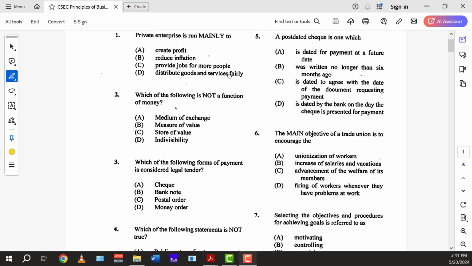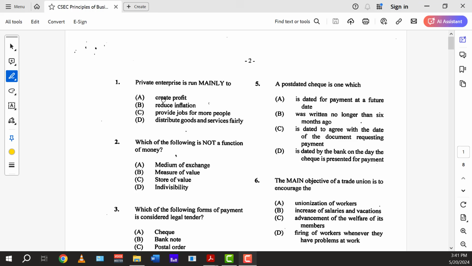And so let's start with number 1. Private enterprise is run mainly to, and the answer here is A, to create a profit. All right, A, to create a profit.